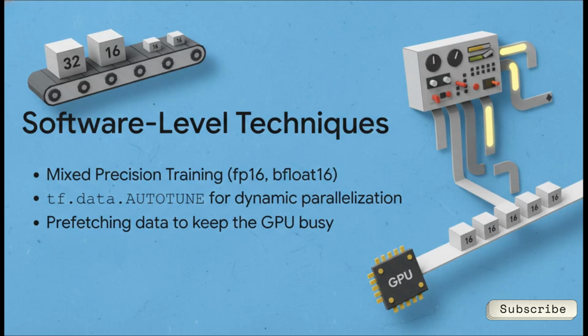Beyond graph compilation, there are a few other software tricks that are just game changers. First, mixed precision. You use smaller numbers, 16-bit floats instead of 32-bit, which cuts memory usage in half and really speeds things up on modern GPUs. And for your data pipeline, using auto-tune and prefetching, look, these are just non-negotiable.